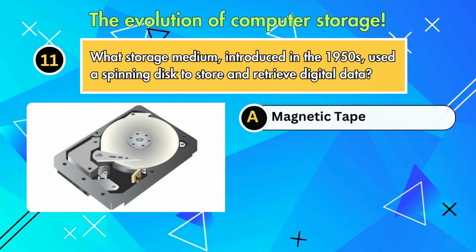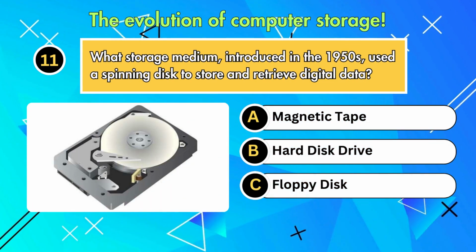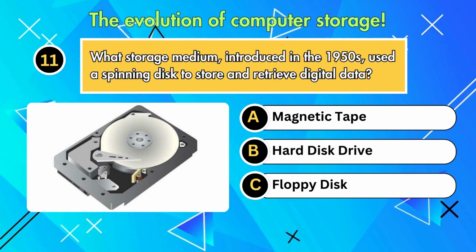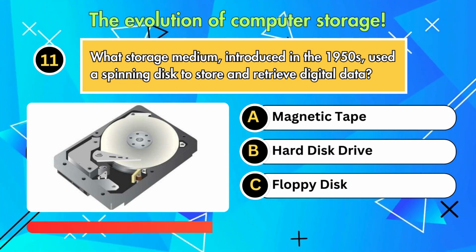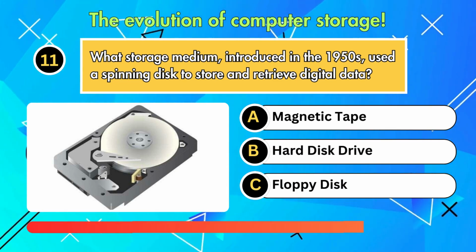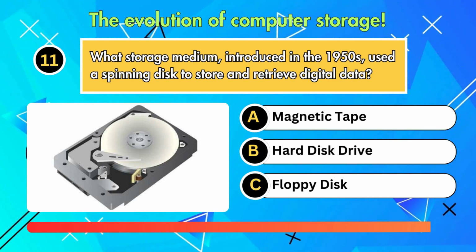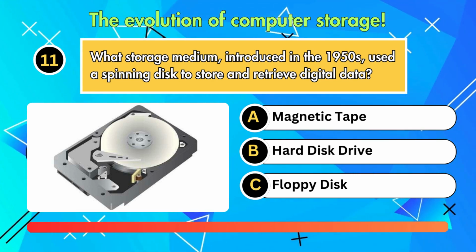What storage medium, introduced in the 1950s, used a spinning disk to store and retrieve digital data? Option 1, magnetic tape. Option 2, hard disk drive. Option 3, floppy disk.